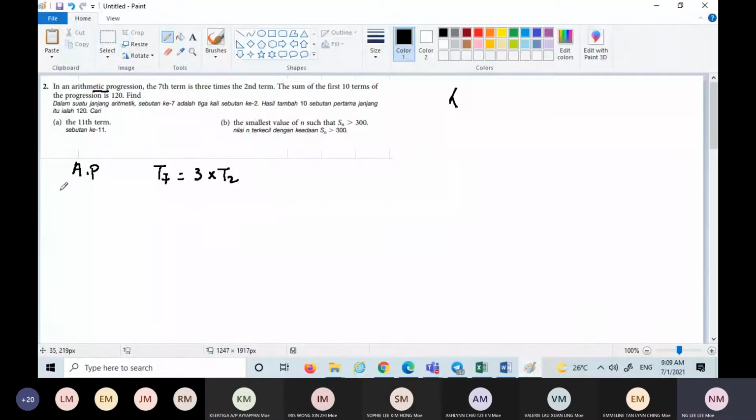Okay, so Tn, the formula for the AP, is A plus (n minus 1) D. Because here you don't know the A and you don't know the D, so you don't know two variables, so you need two equations to solve simultaneously to find the A and the D. The first sentence will give you the first equation, and the second sentence will give you the second equation. Then you solve simultaneously. So we follow this.